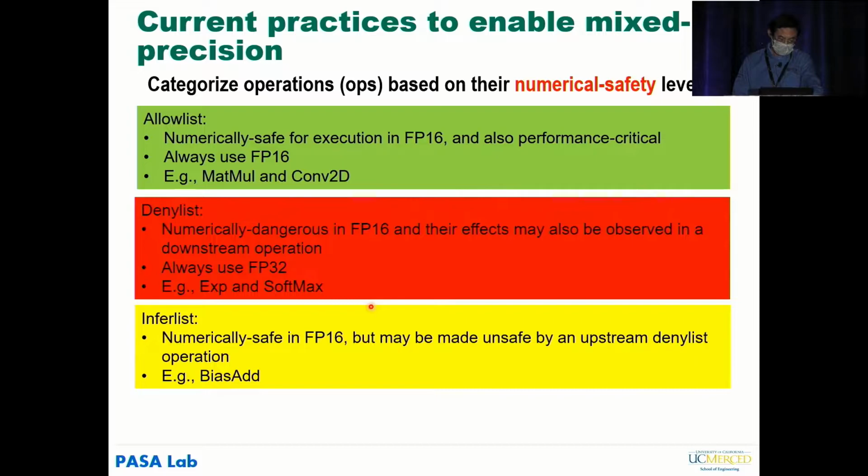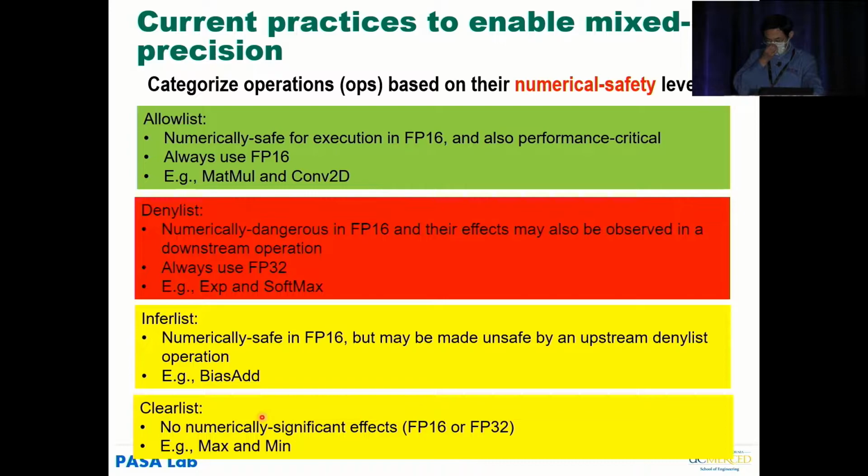Last but not least, we have the clear list. The clear list means those operators do not have numerically significant impacts on your training accuracy, and you are free to choose FP16 or FP32; it doesn't matter. Examples include the max and min operators. So we have these four categories.